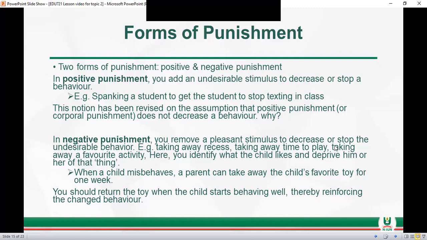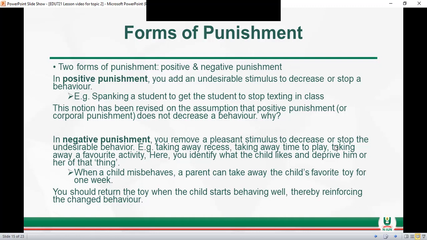We parents or teachers can actually use this a lot instead of subjecting children to corporal punishment and causing injury to them. So we can actually adopt this form of negative punishment. There is nothing physical involved, no physical pain, no psychological pain. You are removing something that the child loves.